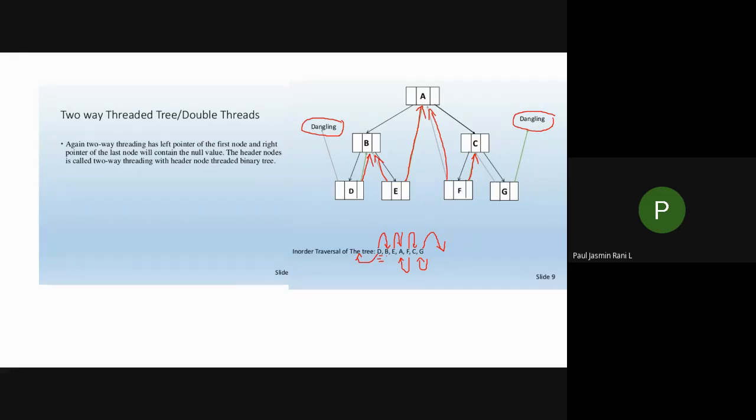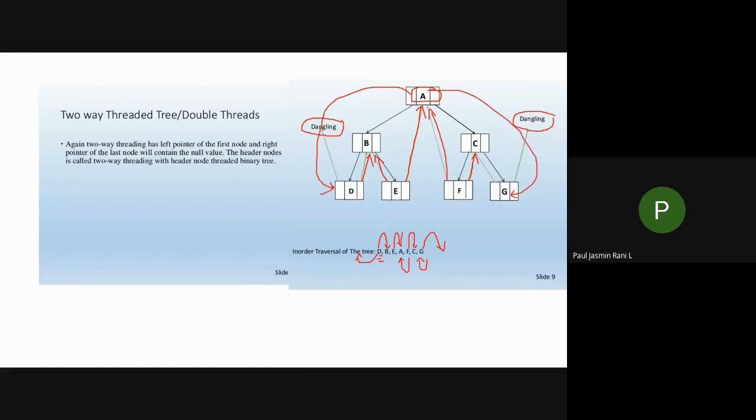So how can this problem be solved? If you have a dangling problem, simply take the root node. What is the root node of this particular binary tree? A is the root node, isn't it? So I'm going to take the address of this one and store it over here. By doing this, I can solve the dangling problem.